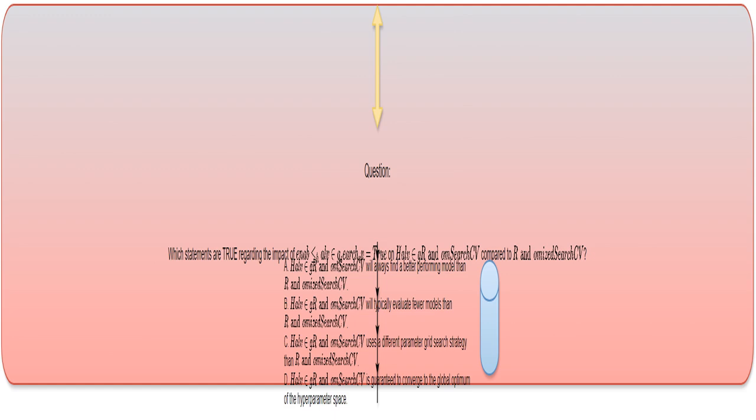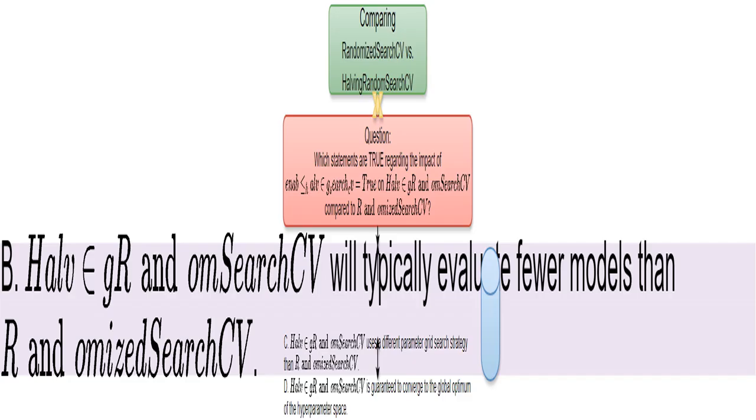I want you to understand how they differ in their search strategies and efficiency. The key is to know that halving random search CV uses successive halving, a more efficient approach than the purely random sampling of randomized search CV. This statement is true. Halving random search CV cleverly reduces the number of models it needs to test.